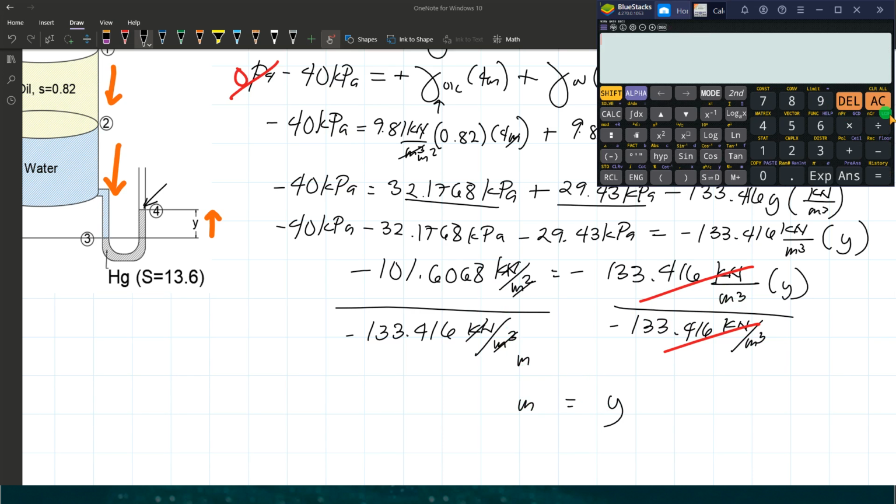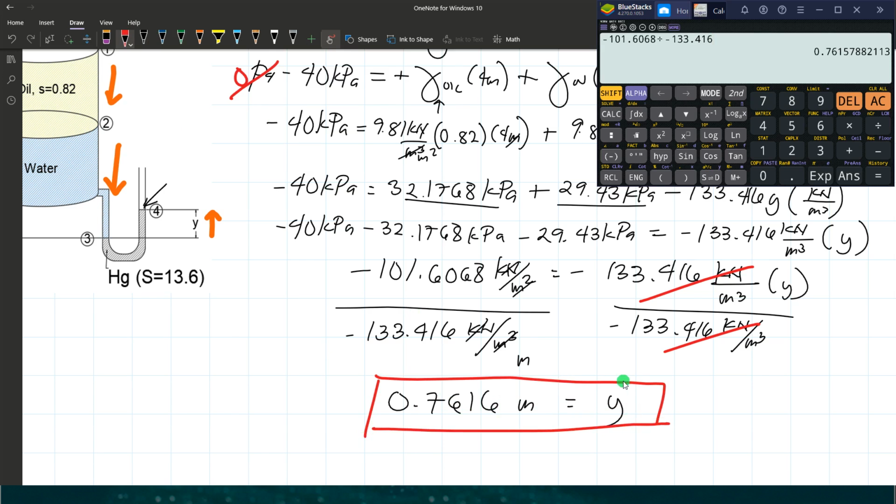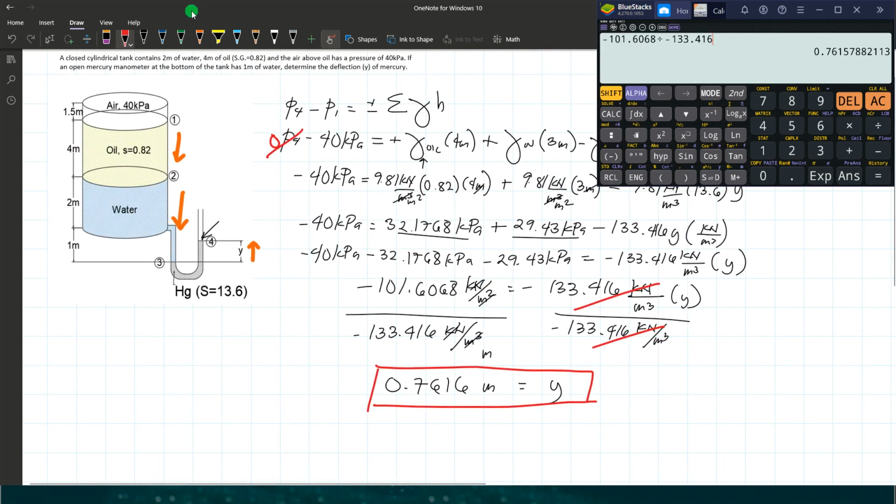So 101.6068 divided by negative 133.416. So that's positive 0.76157 meters. So that's the height, the distance y, the vertical distance y. Okay, y equals 0.7616 meters.